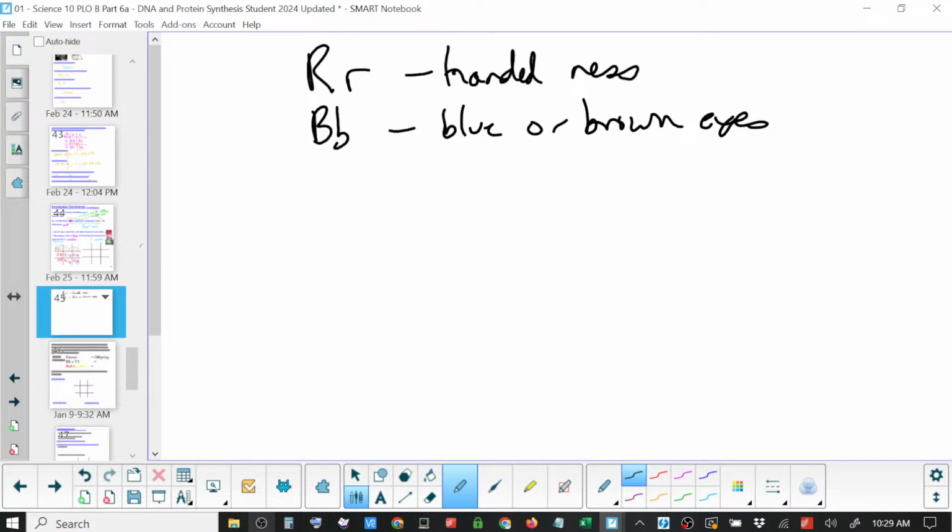I need everybody's attention. The ones we're going to use is handedness. If we're using this for handedness, what does the R stand for? Right. So what does little r stand for? Left. We use the same letter for both dominant and recessive. What does big B stand for if we're talking about eye color? Not blue. Brown. What does little b stand for?